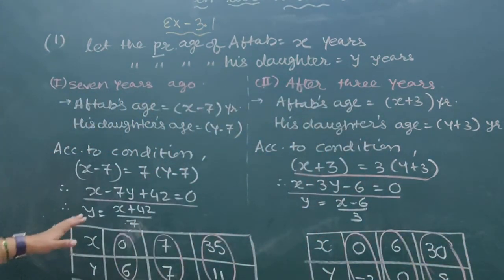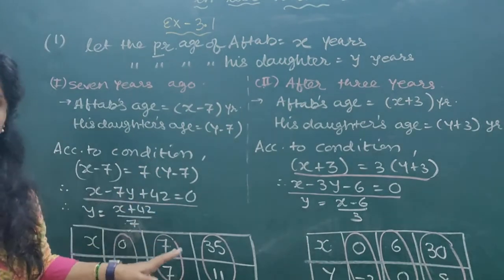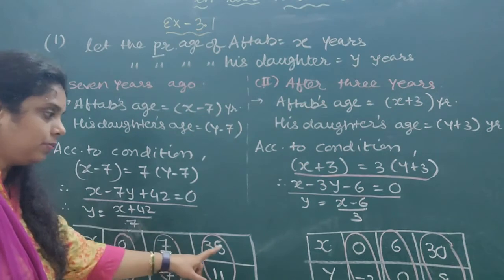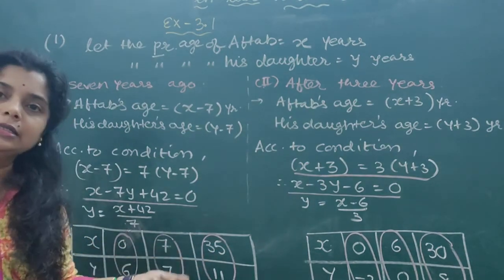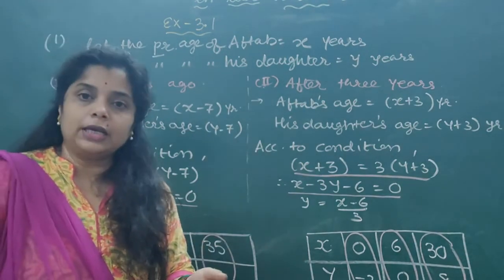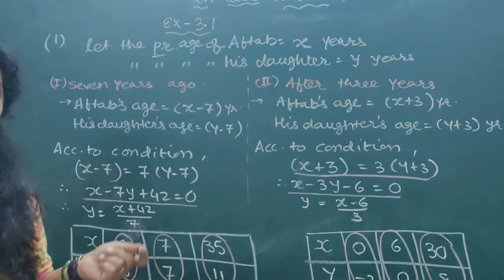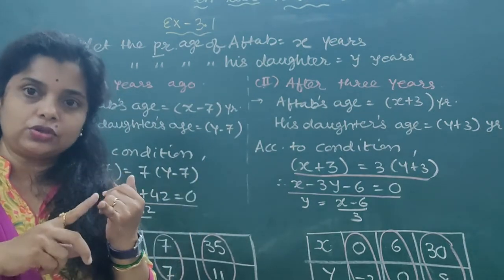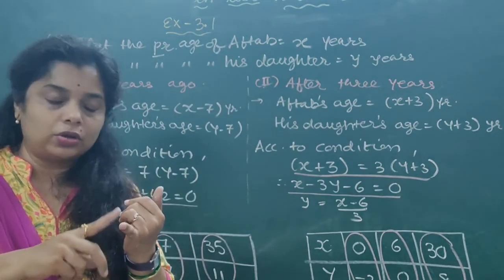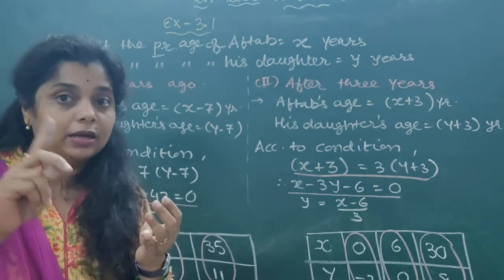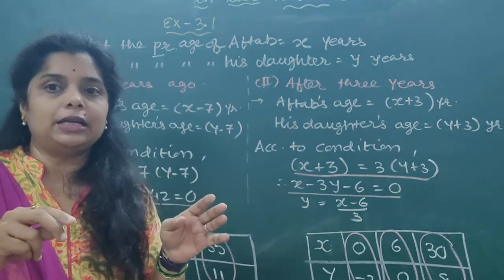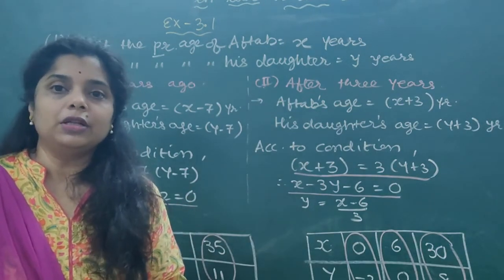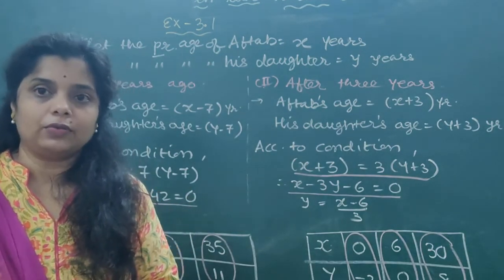Okay, so in this way you have to solve the sum, and after getting the equation you have to make a table like this, and you can easily draw a graph. By plotting the graph you get an idea whether this pair of situations has a unique solution, or parallel lines, meaning no solution, or infinitely many solutions in case they coincide with each other. Let's do the second one.